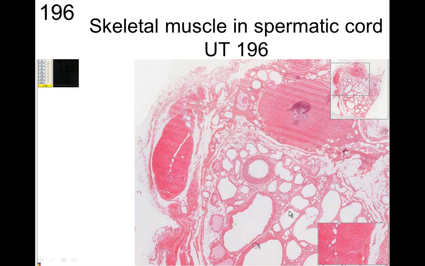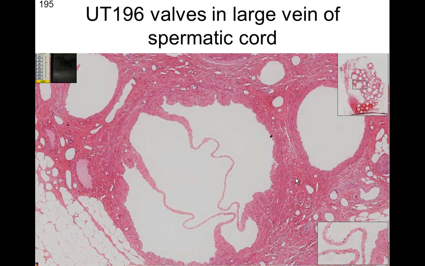Here we can see in a spermatic cord the lining cells of the various vessels, the arteries, the veins, or the capillaries, or the venules. All those have endothelial cells. Here in a vein we can see a valve, and in that valve we can see that they are lined by endothelial cells, simple squamous endothelial cells.